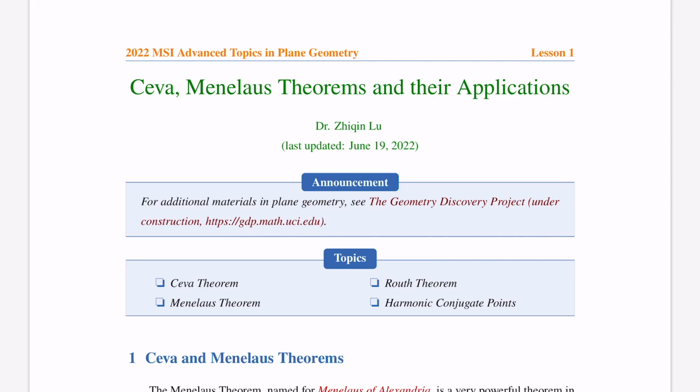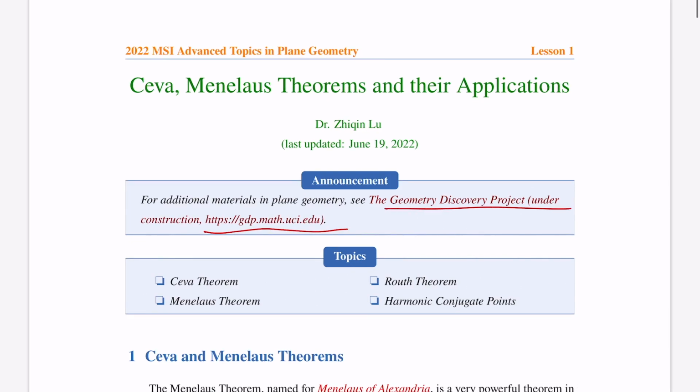So before we do that, let me first make an announcement. I have a geometry discovery project which is still under construction, but we have written 2/3 of the articles. These are the articles in triangular geometry, and you can click the link here to go to our web page. For each topic, you can click the details, and a PDF file will pop up introducing you to the special topics in triangular geometry.